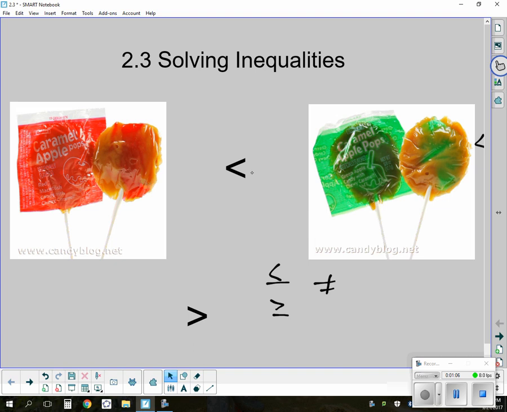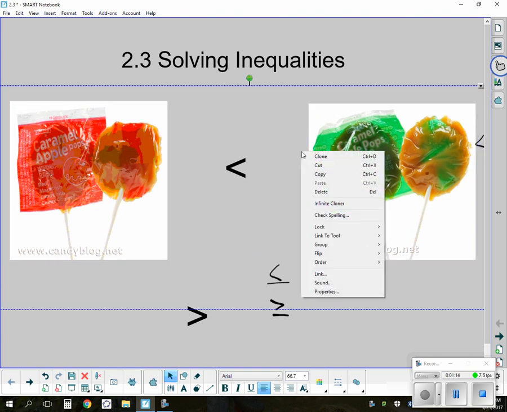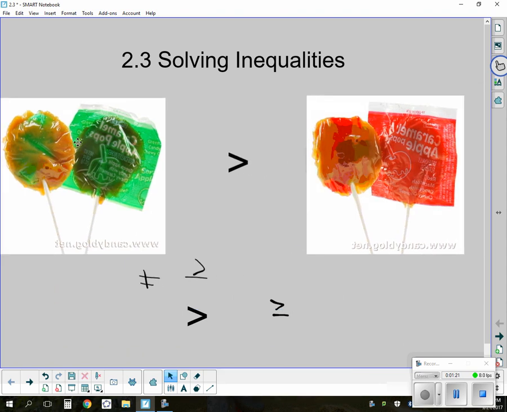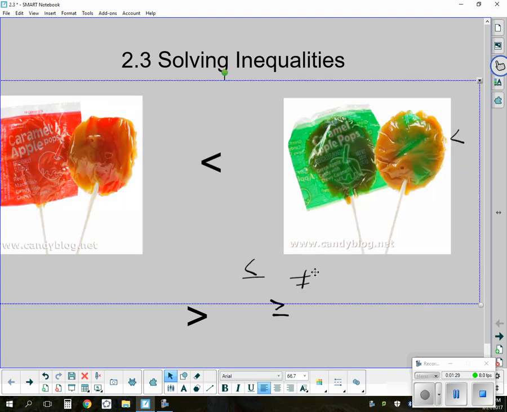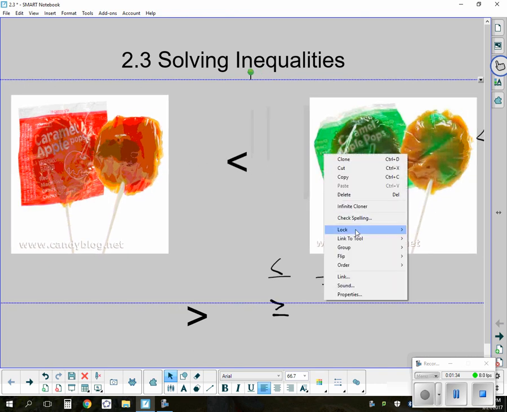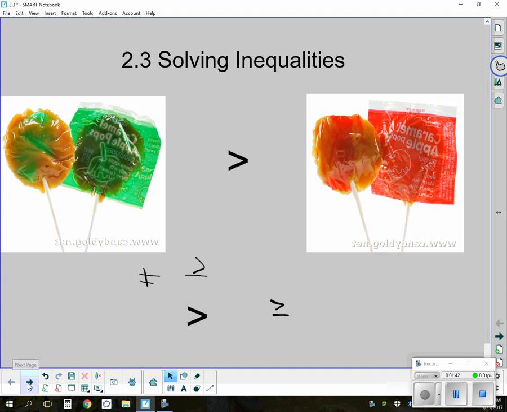So we would say that the red sucker is less than the green sucker, or you could flip it around and read it the other way, and we could say that the green sucker is greater than the red sucker. You can just flip it. Notice that when you switch what's on the left side to the right side, what's happening to your inequality symbol? Your inequality symbol flips around as well. That's going to be an important key when we start solving these inequalities. So here we go.